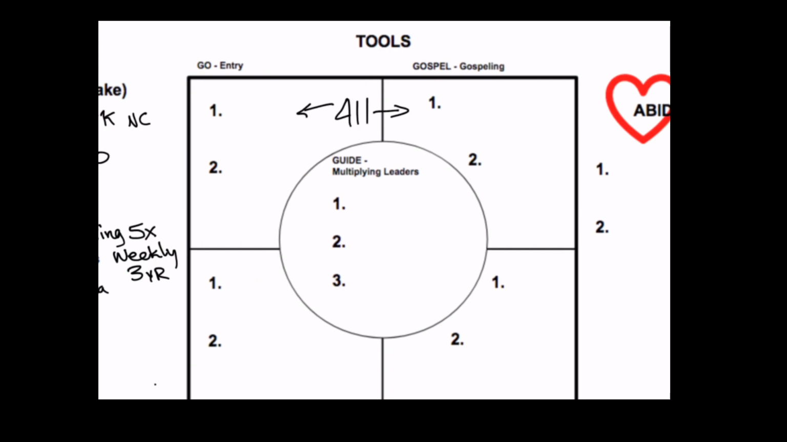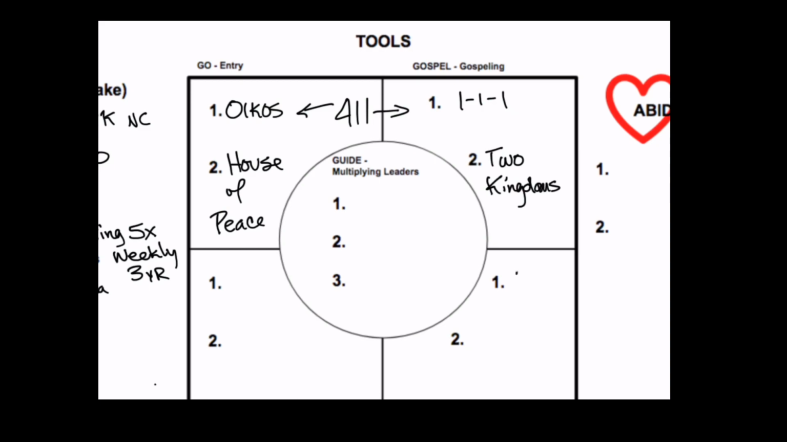So for fields 1 and 2, 411 is my go-to tool, and that will cover oikos. But I also want to teach that House of Peace module in order to get them, once they've exhausted their oikos, out and about and sharing and trying to find those houses of peace. For gospeling, we're going to do our 111, 1 story, 1 minute with 1 question, and then the 2 kingdoms.